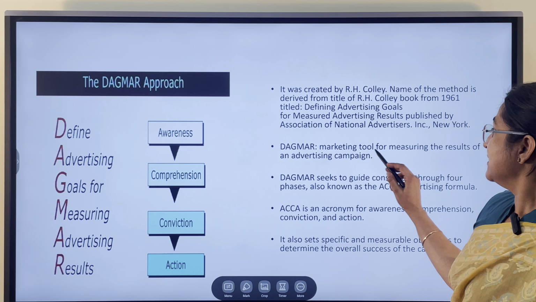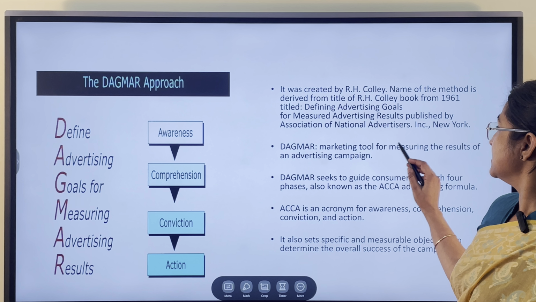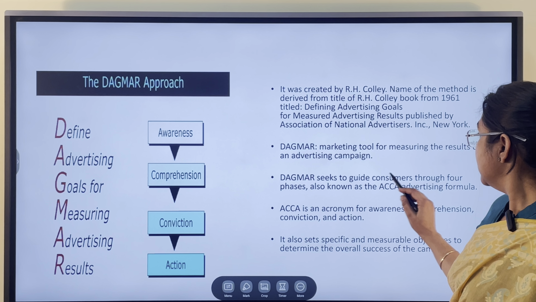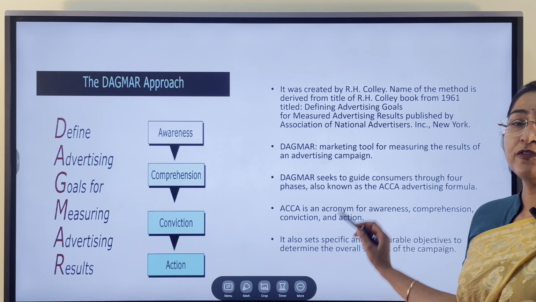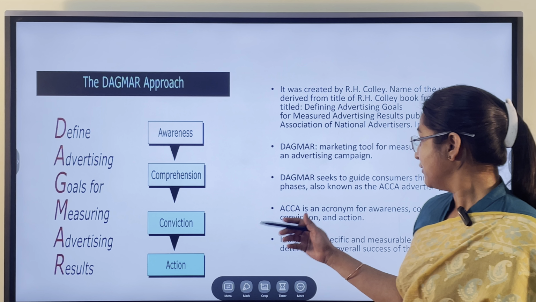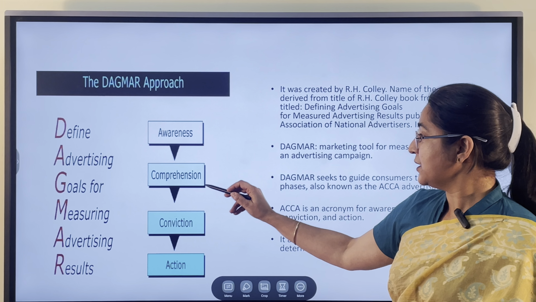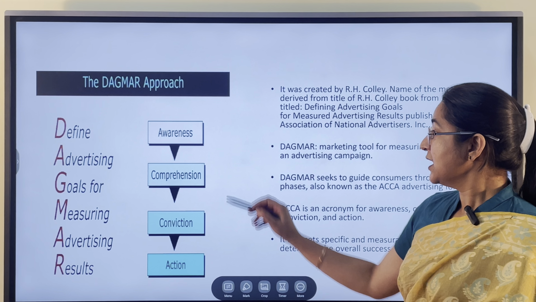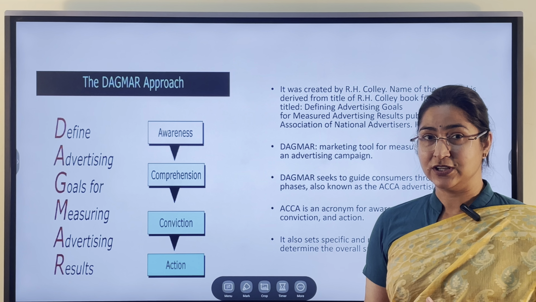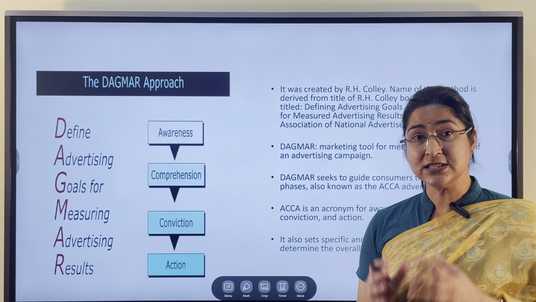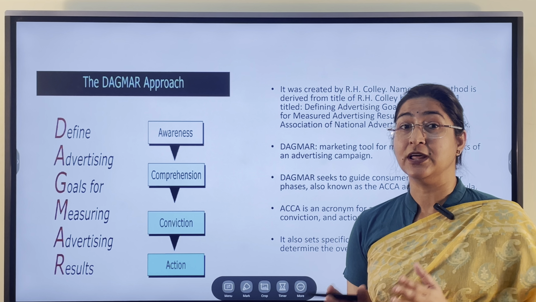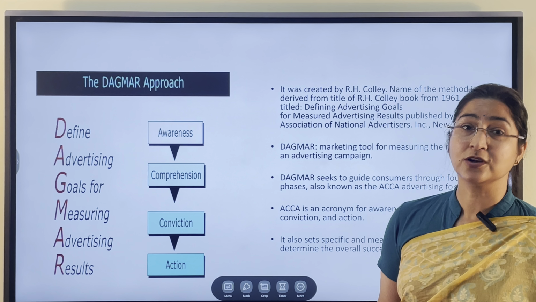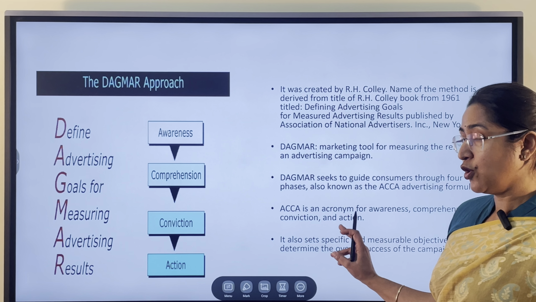Now, what is the use of this tool? It is a tool used by marketers for their advertising campaign, wherein it seeks to guide the consumers through 4 phases. What are these 4 phases? The phases are awareness, comprehension, conviction, and action. Awareness about the advertisement, comprehension about the understanding of the advertisement, conviction whether they are convinced that what the marketer is selling is apt for them or not, and action is whether they should take a decision to purchase the product or not. Let's have a look at the uses.